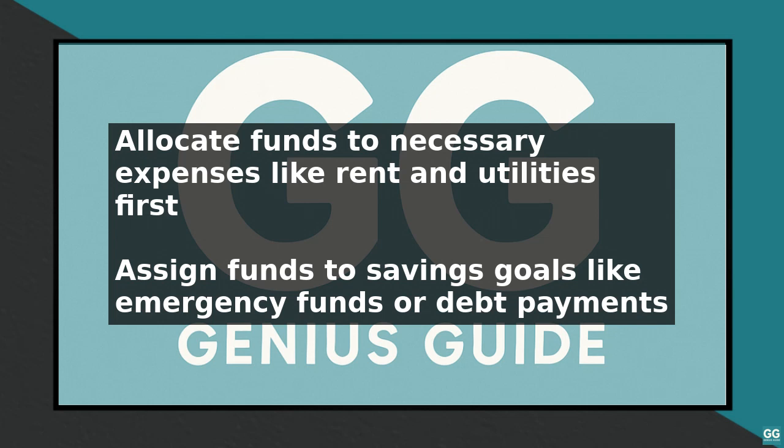A practical example of how to use EveryDollar is to set a budget for a month where you have $4,000 in income. You allocate $1,500 towards rent, $500 towards utilities, and $300 towards groceries. You also allocate $1,000 towards savings and $700 towards discretionary spending.